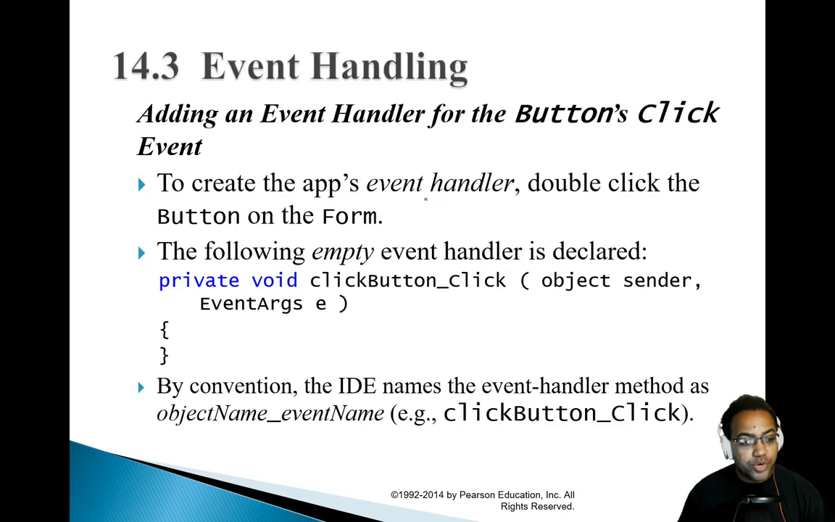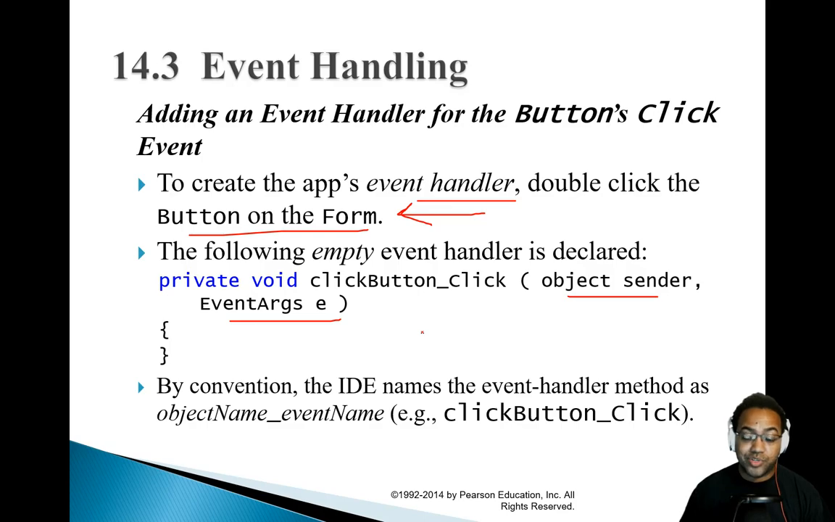To create an app's event handler, you need to double-click the button on the form. You don't necessarily have to do that. You can create it without double-clicking the button. You can write it yourself. This object sender, EventArgs e, is very important for WPF because it tells the program that when the button is clicked, I need you to execute a specific event. By convention, the IDE names the event handler method as object name _ event name, but you can name it whatever you really desire. You don't have to name it this specifically.